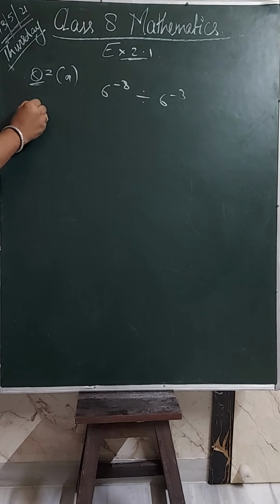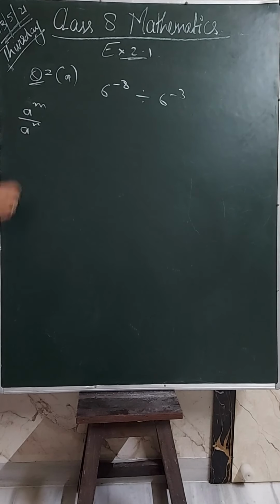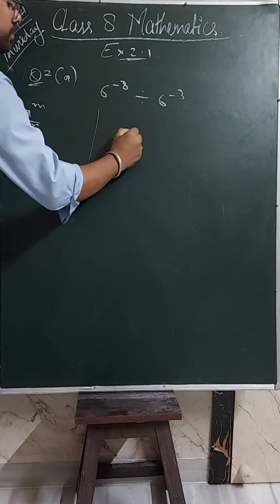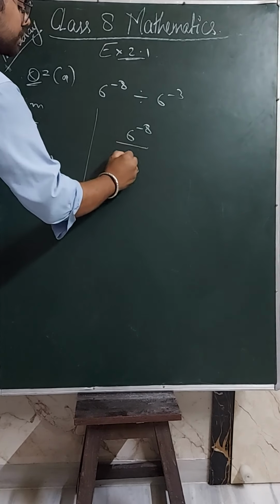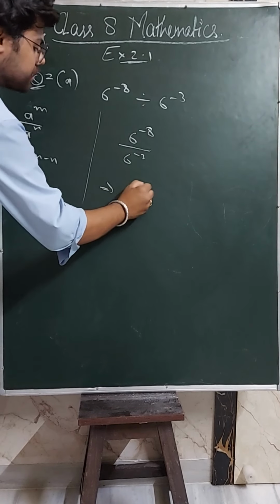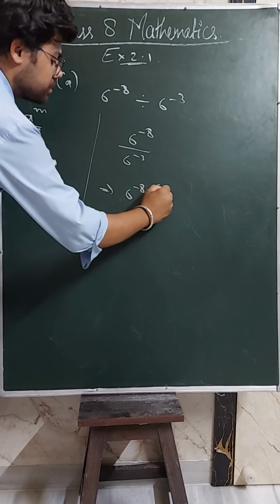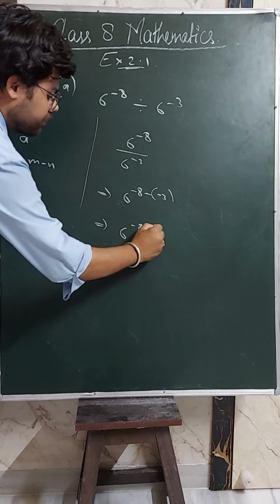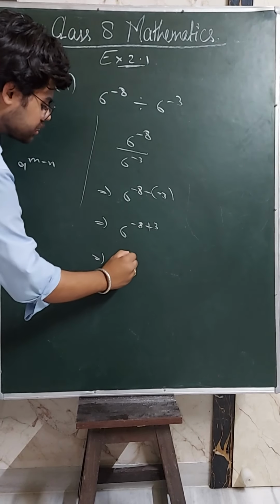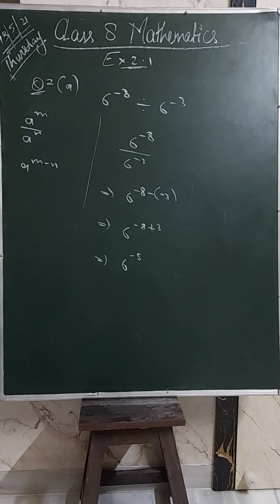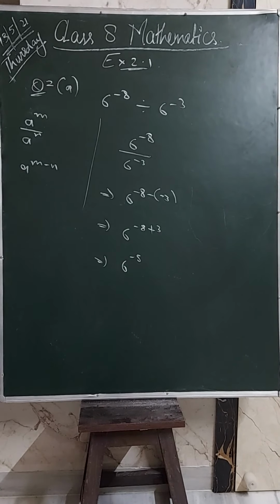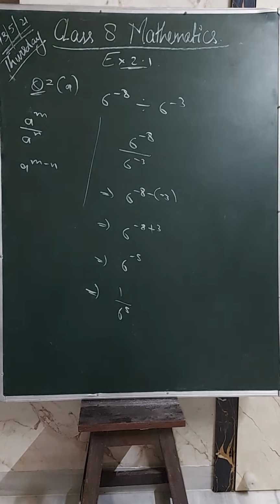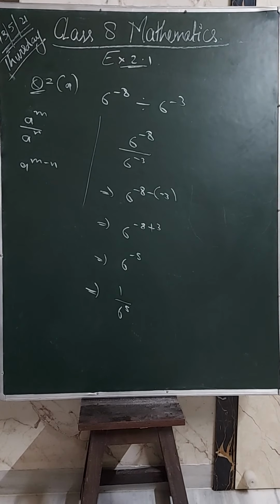Now look at that, a power m divided by a power n. In division the powers will be subtracted, a power m minus n. So here also 6 power minus 8 and 6 power minus 3, the power will be subtracted, minus 8 minus minus 3. Minus 8 plus 3 is minus 5, so 6 power minus 5. But the question says we want the answer in positive form. How can we write it in positive? It will be 1 upon 6 power 5. When we take the reciprocal, the sign will be changed.